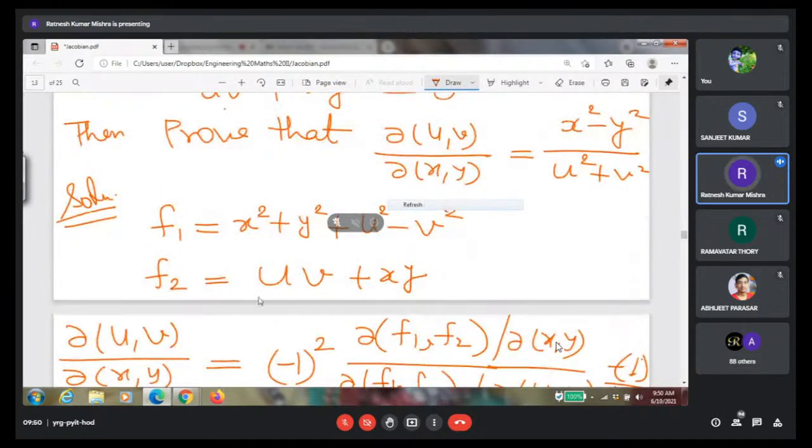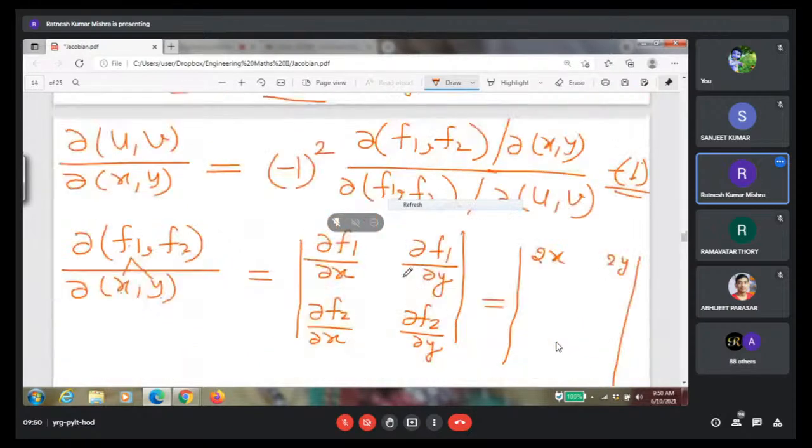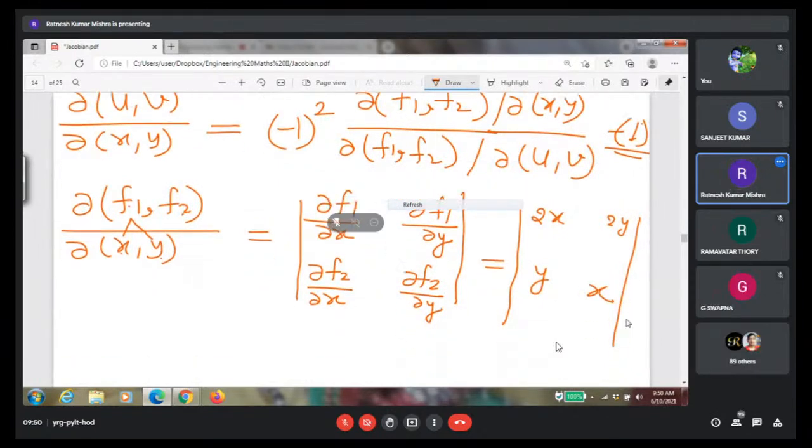Differentiate f2 with respect to x. This is constant 0. When you differentiate with respect to x, this is 1 y. And when you differentiate with respect to y, this is x. So y x. After simplification, 2x square minus 2y square. This is equation number 2.